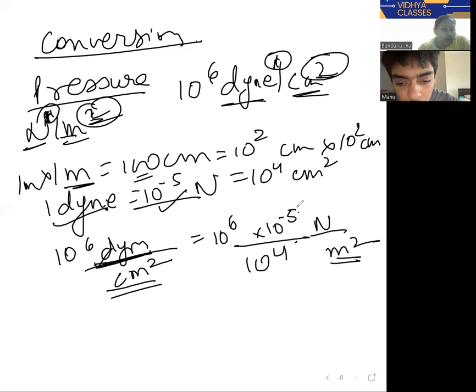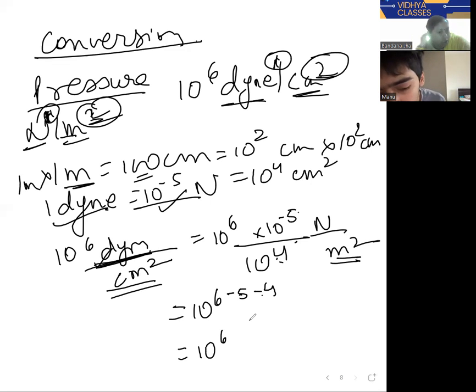Now this power 4 will go upward. 10 to the power 6 minus 5 minus 4. It will then be negative 4. Now, minus 5 minus 4 will become how much? Minus 5 minus 4, then it will turn into negative 3, no? 10 to the power minus 4. But here it is in the denominator.